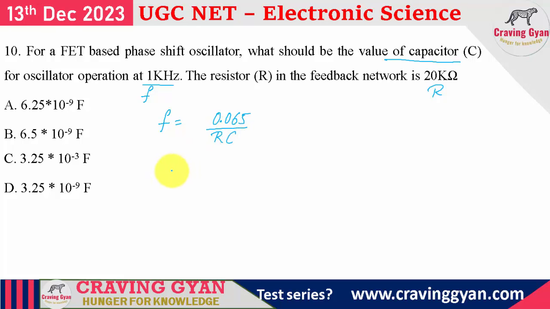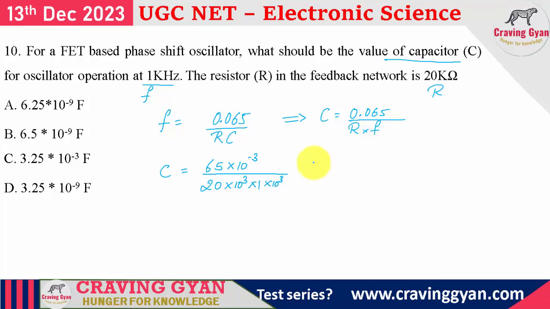They have specified the values of F and C, 0.065. For simplicity, you can rewrite it as 65 milli divided by the value of R, which is 20 into 10 power 3, into the frequency value, which is 1 into 10 power 3. So what I have done is interchanged C and F, that's it. 0.065 divided by R times F.